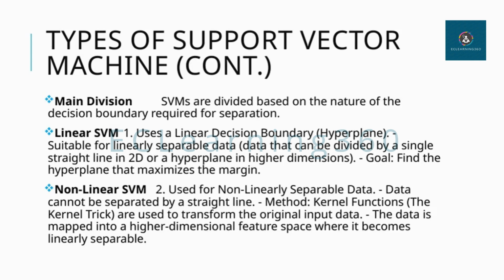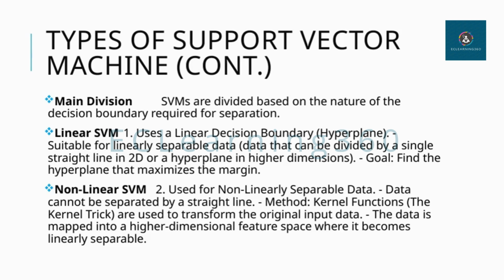Now, let's look at the main division of support vector machines based on the nature of the decision boundary needed for separation. First, we have linear SVMs. These use a straight line, or in higher dimensions, a hyperplane, to separate the data. They're particularly suitable when the data is linearly separable, meaning it can be divided by a single straight line in 2 dimensions or a hyperplane in more dimensions. The primary goal here is to find that hyperplane that maximizes the margin, which is the distance between the decision boundary and the closest data points on either side.